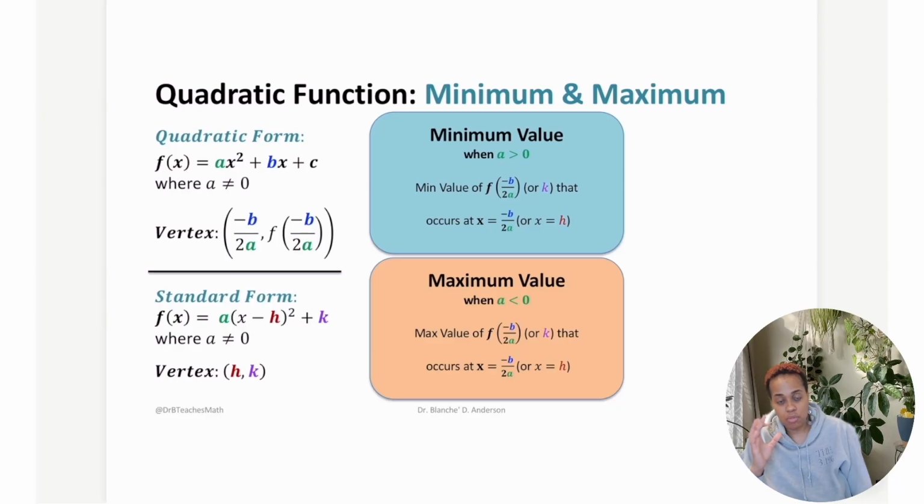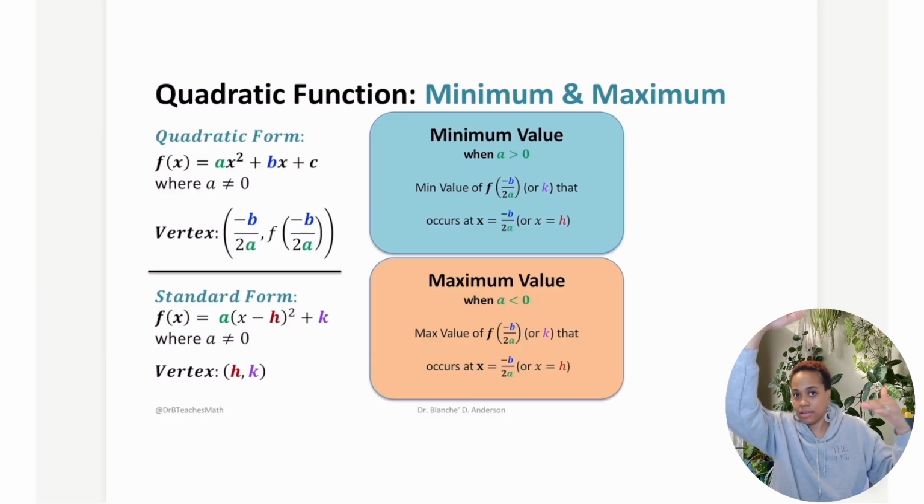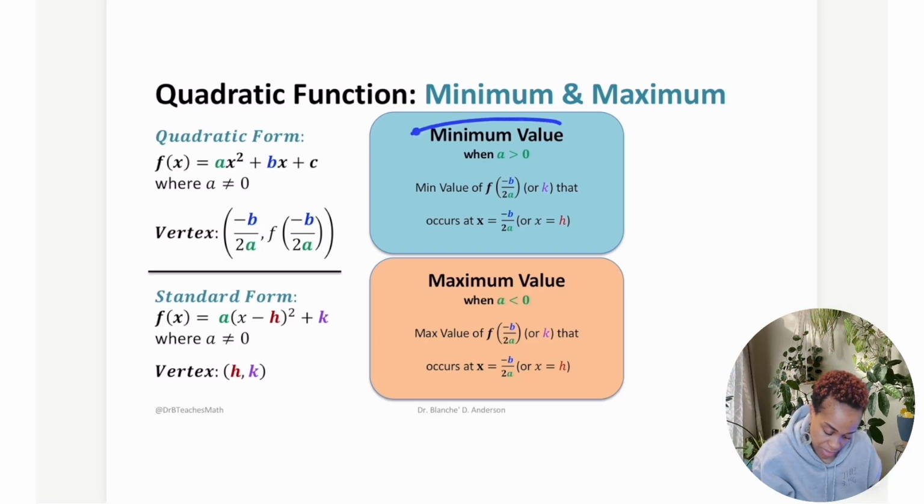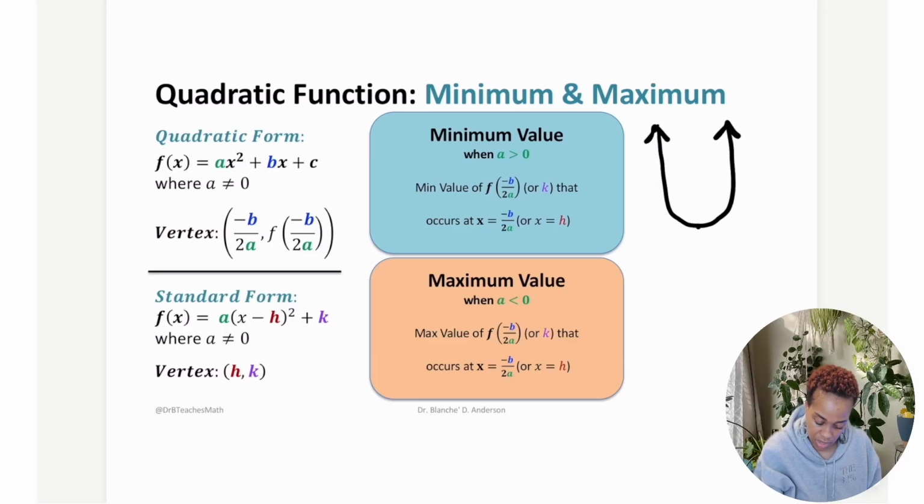Okay, so remember at the very beginning, we talked about the vertex being the highest point or the lowest point. That's where your minimum values are. Depending on which way the graph opens, you will have a minimum value of blank at a location. When you're talking about a minimum value, that's where a is greater than 0. So your parabola is going to look this way, and then here's your vertex. This is your minimum value, or your minimum point.